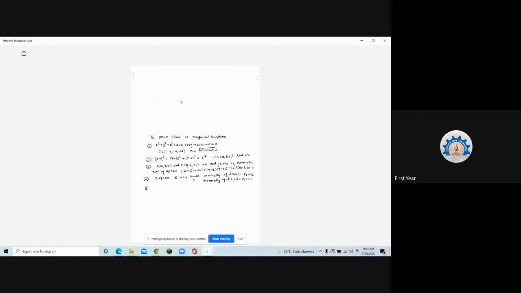Then we also did the equation of the tangent plane to the sphere at point (x1, y1, z1). It was x x1 plus y y1 plus z z1 plus u(x plus x1) plus v(y plus y1) plus w(z plus z1) plus d is equal to 0. So we did all these things and we tried to solve examples also on this.